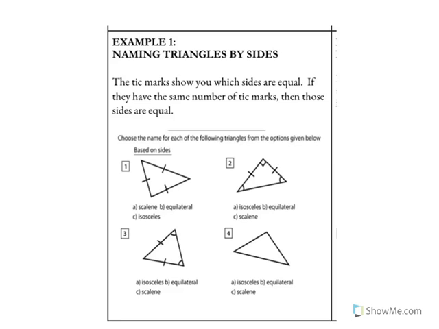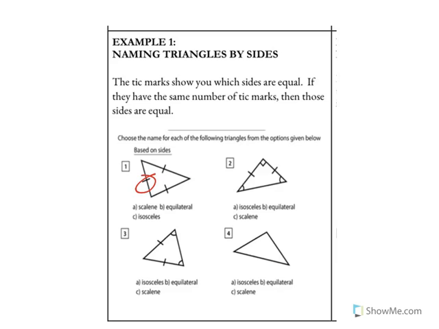This example is naming triangles by their sides. The tick marks show you which sides are equal. If they have the same number of tick marks, then those sides are equal. So choose the name for each of the following triangles from the options given below. So number 1, we have scalene, equilateral, or isosceles. So let's take a look.